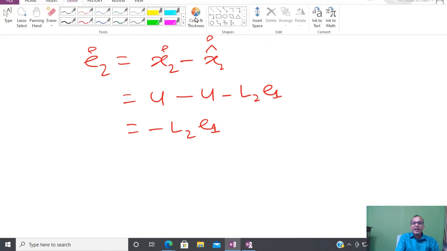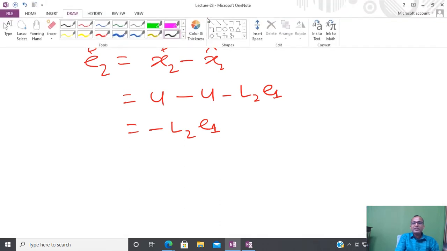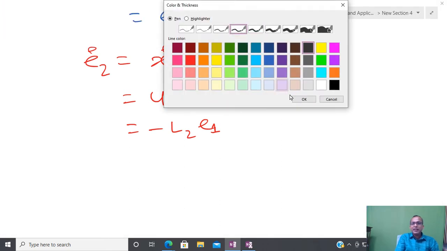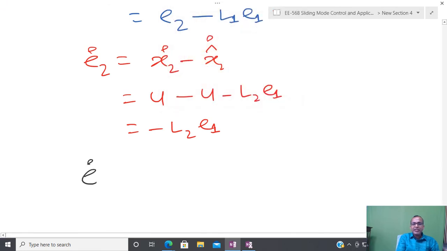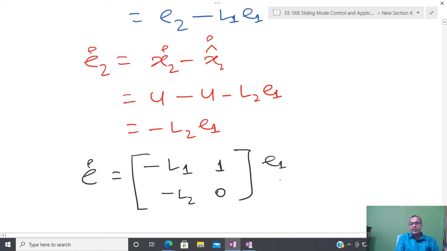Now you can write it in the form of a matrix. In matrix form I can express the whole system like this. I have E dot, that is E1 E2 dot, equal to the matrix with first row minus L1, 1, and second row minus L2, 0, and this whole quantity multiplies E1 E2.